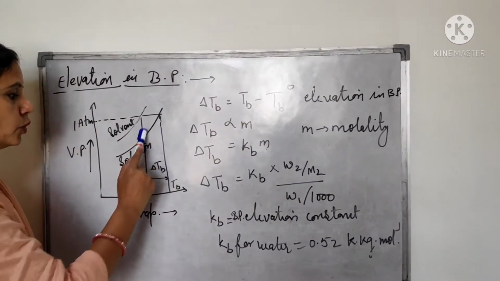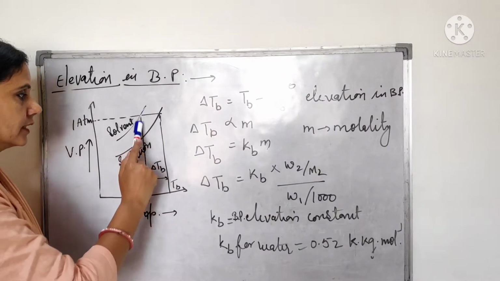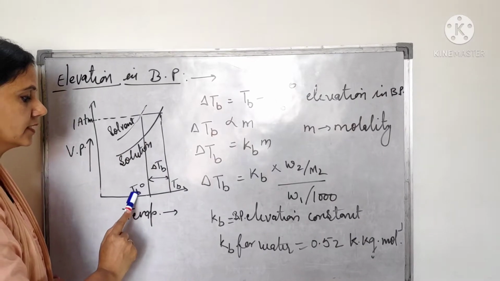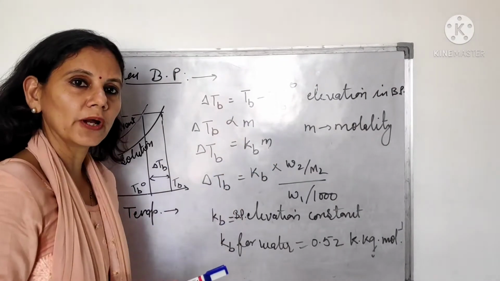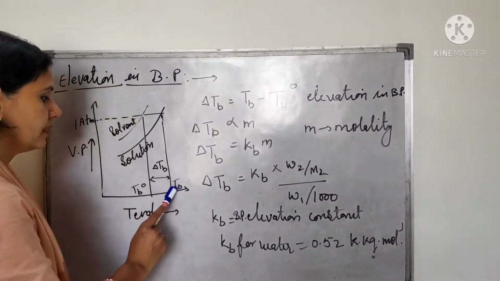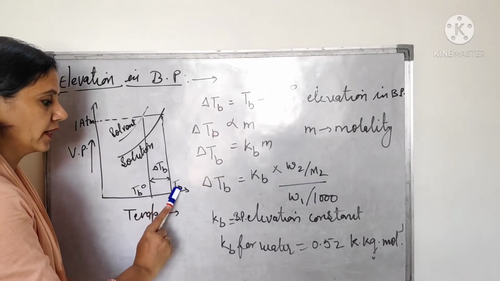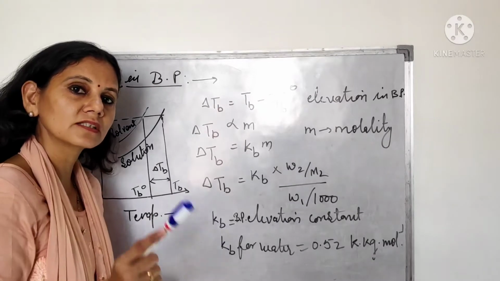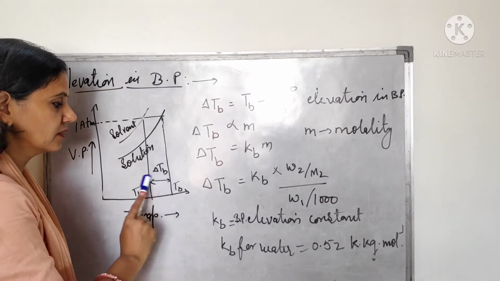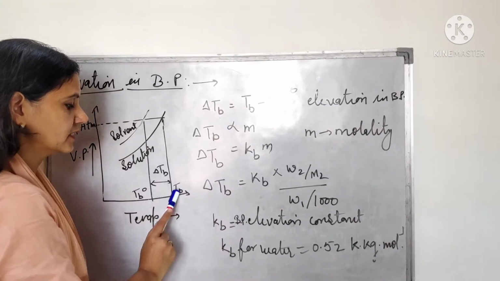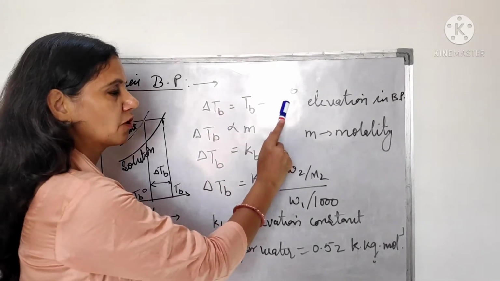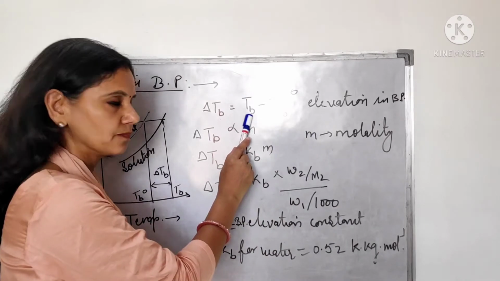So we have two temperatures. First is for pure solvent, that is called TB naught. TB naught is the boiling point of the pure solvent. Then TB is the increased boiling point. TB is the boiling point of the solution. And the difference in the boiling point is delta TB. So delta TB we can write as TB minus TB naught. This is for pure solvent, this is for solution.